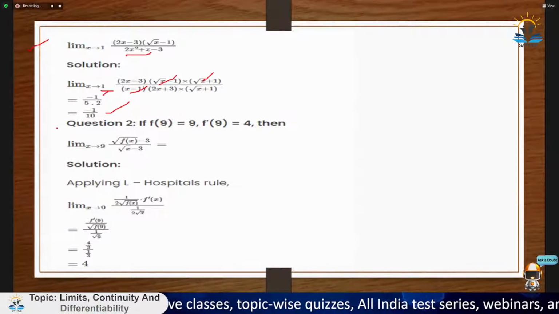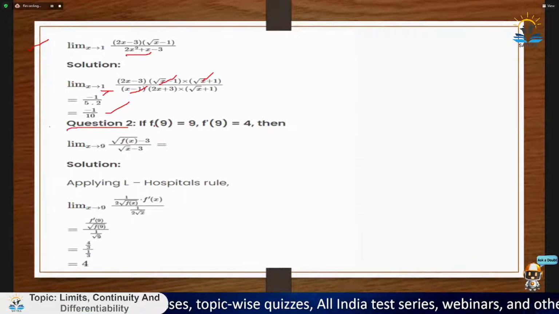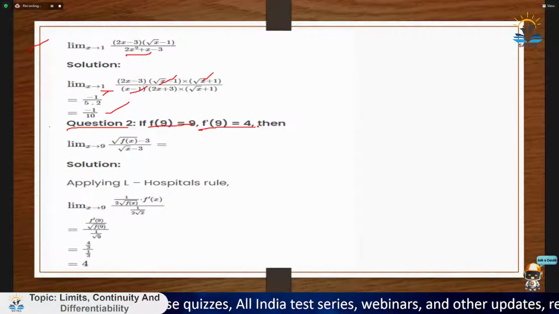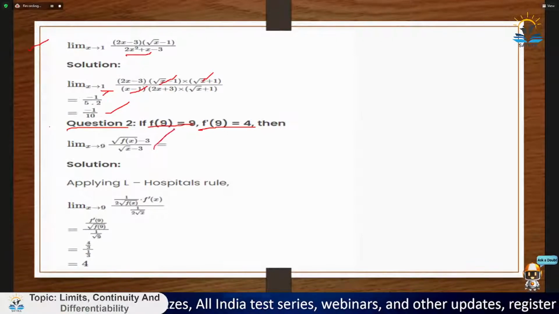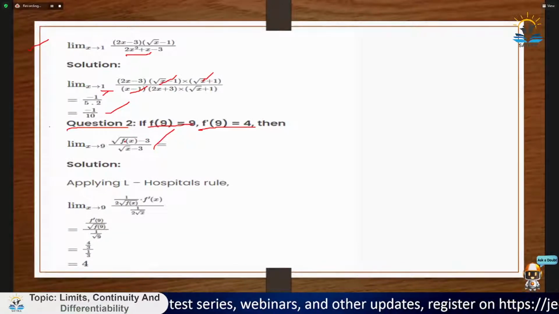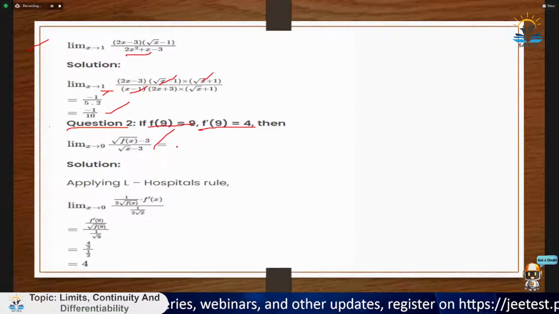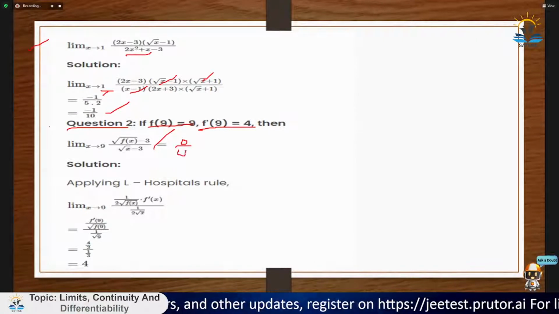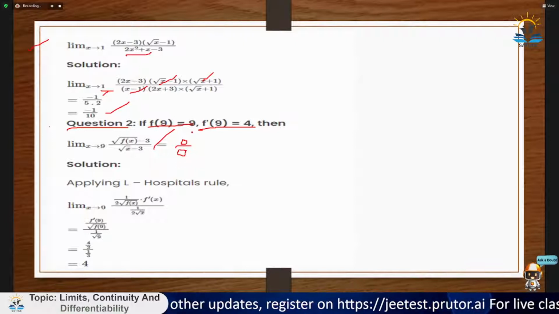Okay. Then question 2. In question number 2, it is saying if f(9) is equal to 9 and f dash 9 is equal to 4, these two things are given to you, then you want to calculate this thing. Okay, so see, f(9) is equal to 9. So here you are getting root of 9, which is 3. 3 minus 3 upon 3 minus 3. So what you are getting? 0 by 0 form, which I just told you is an indeterminate form.